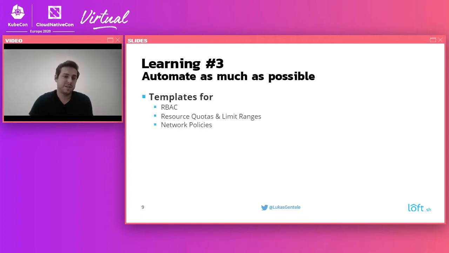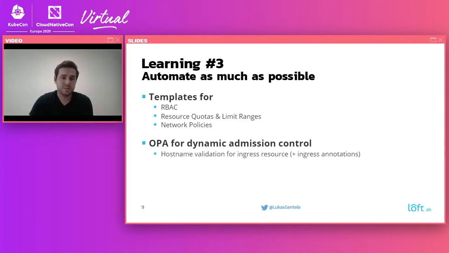And it applies to everything I was just talking about, and additionally to RBAC and everything related to that. Create templates essentially for anything. You might want to use Open Policy Agent, which is also a CNCF project, for dynamic admission control, because there are certain things you can't enforce with standard Kubernetes rules, but OPA can do them for you very easily. So for example, hostname validation for your ingress resource.